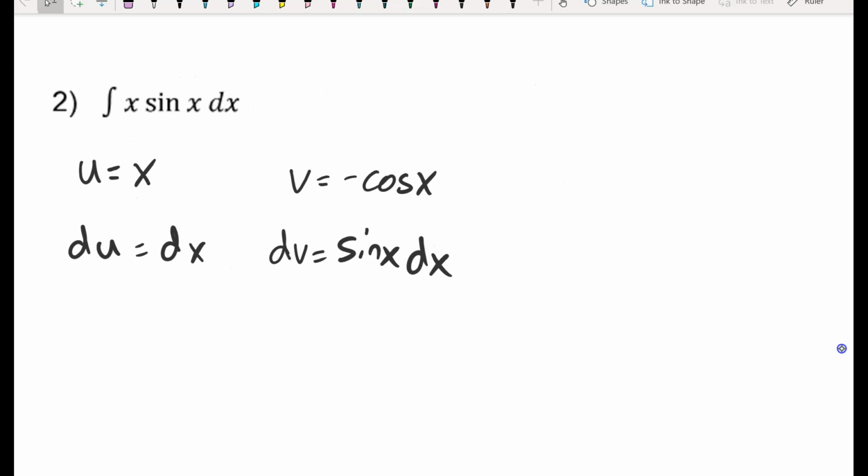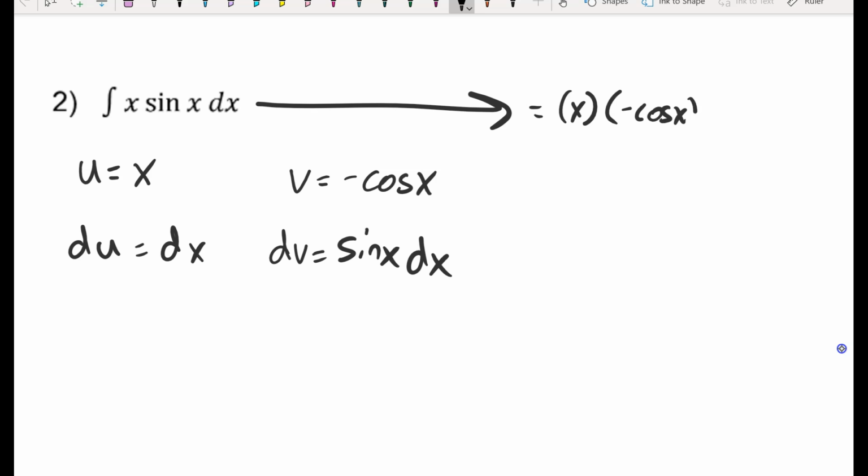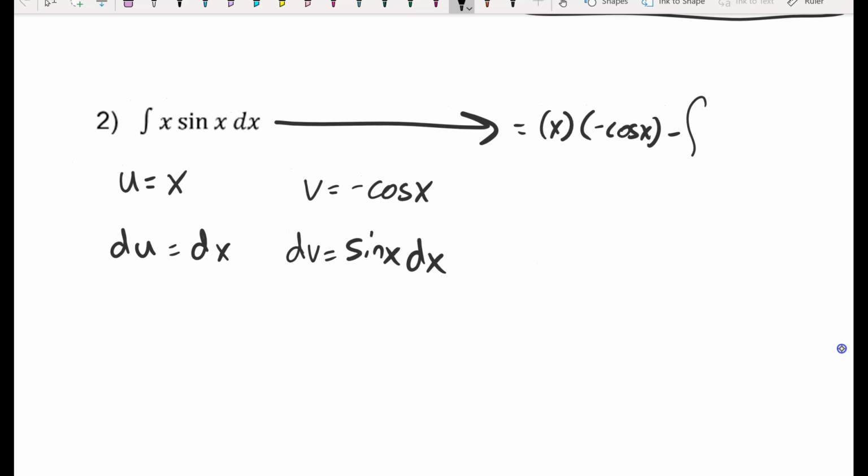So I'm going to start substituting into the integration by parts formula. u times v minus the integral of v, negative cos x, du, which in this case is just dx. So this is looking pretty good. There's not a lot going on here. I see two negatives, and if I pull that negative on the outside, I can just make it positive. And the whole idea is that this integral we end up with should be easier to deal with.